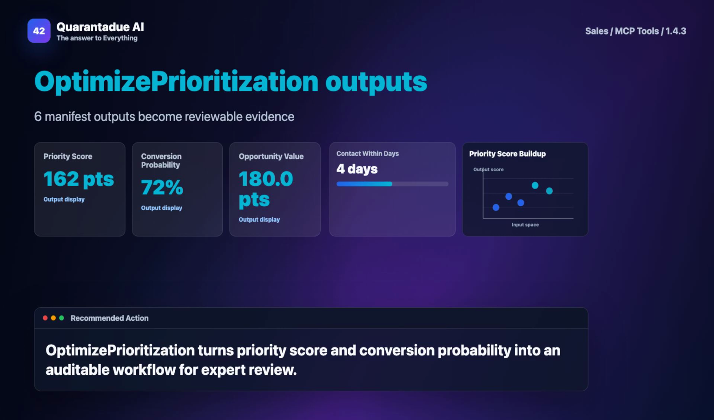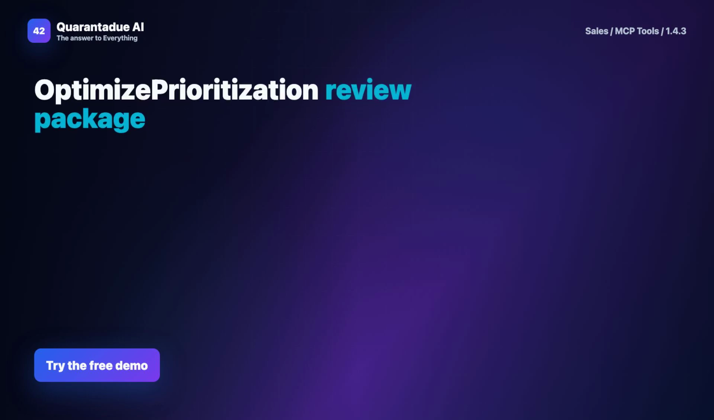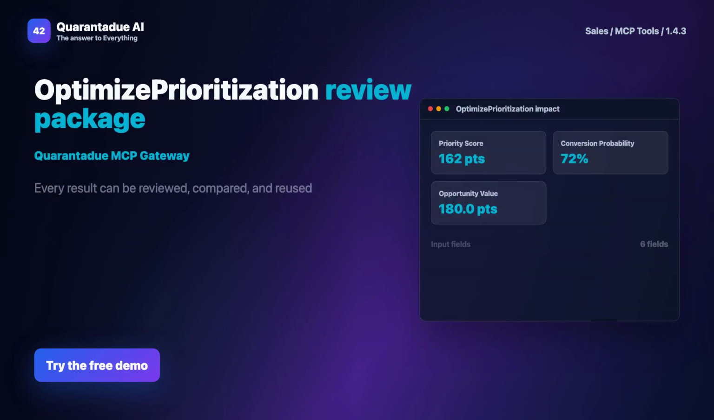Optimize Prioritization returns structured outputs such as priority score, conversion probability, opportunity value, contact within days, and priority score buildup. These outputs are designed to support review, reporting, comparison, and follow-up actions.